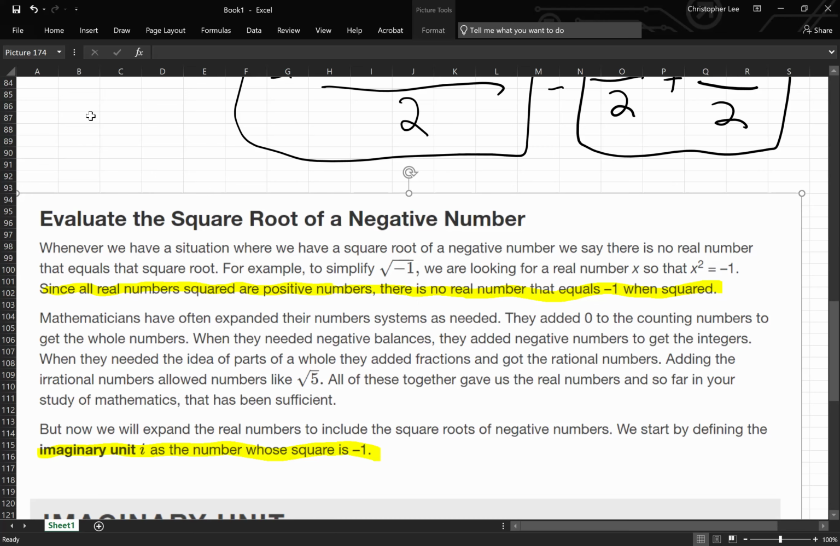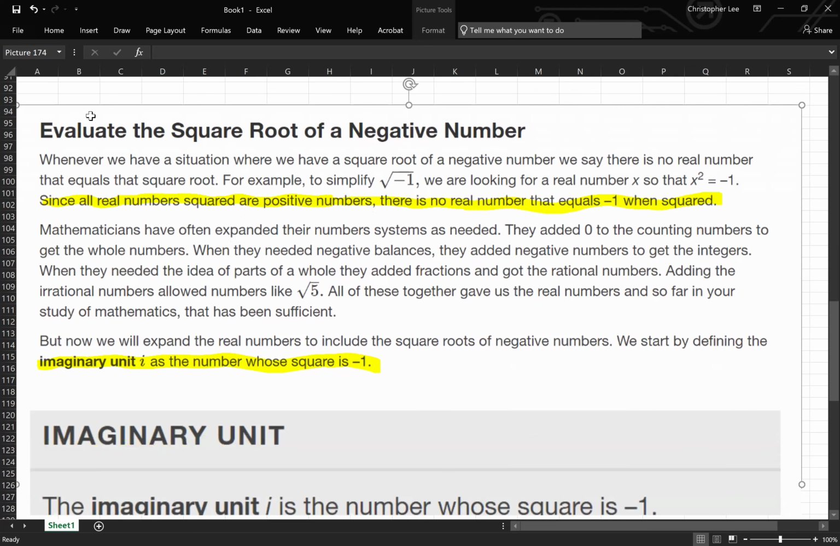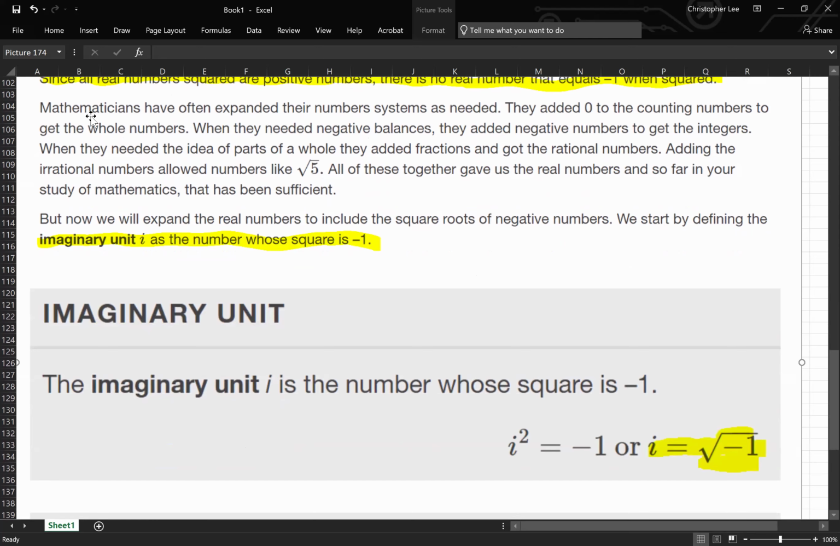And we start by defining the imaginary unit i as the number whose square is -1, right? Now, for those of you interested in engineering, I know for electricity it's not modeled as i, it's modeled as j, but it's the same idea in this lesson. So the imaginary unit i is the number whose square is -1. So i squared is equal to -1, or i is equal to the square root of -1.